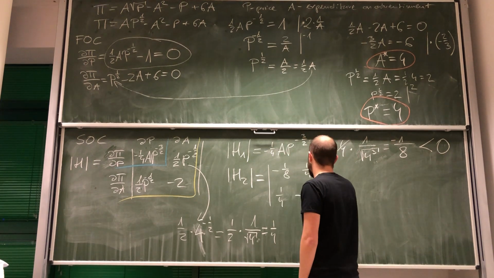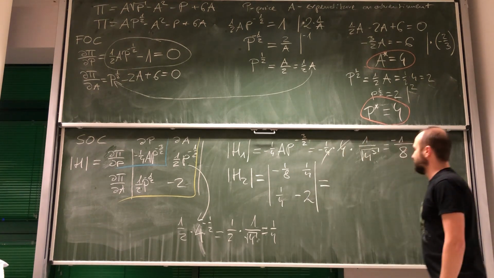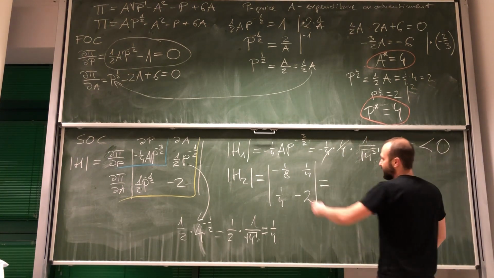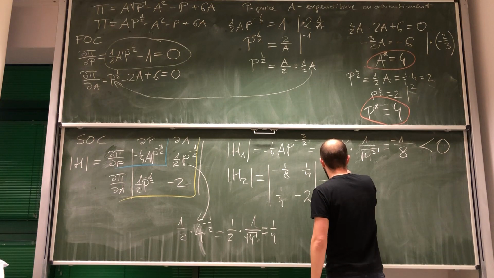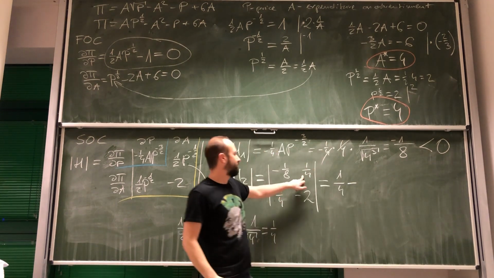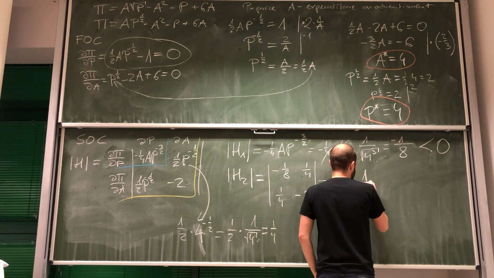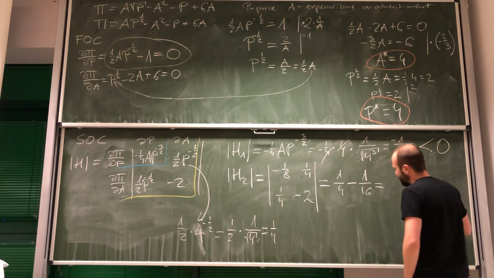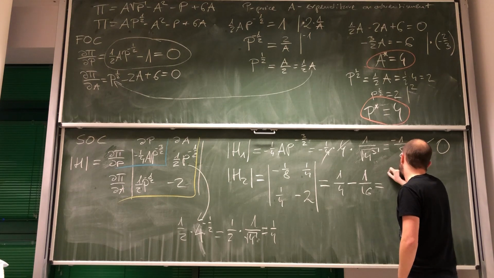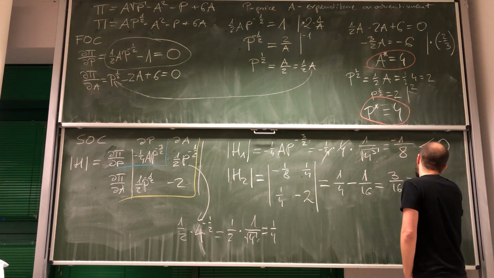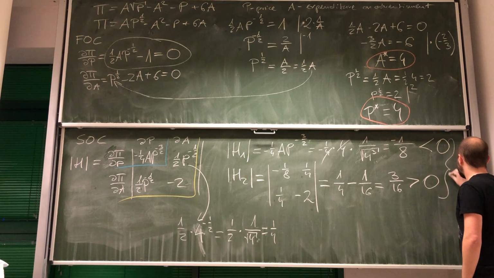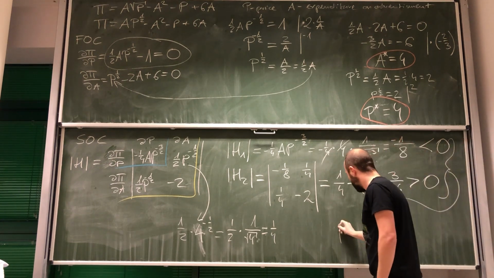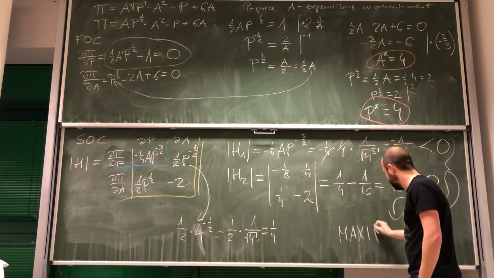And finally, we've got negative 2. Okay, so now we calculate this all out. Look, this negative 1 over 8 times negative 2 gives us 1 over 4. And now minus 1 over 4 times 1 over 4, which is 1 over 16. And this is equal to, of course, 3 over 16, which is bigger than 0. Because the first principal minor is negative and the second is positive, we know that this point must be a maximum.